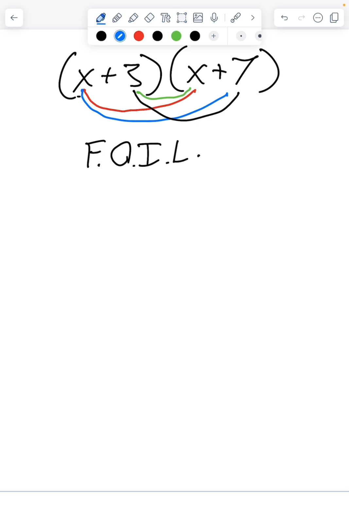Let's start with our first. So with the red here, I have x here times x here. So x times x. And what's that going to give me? X times x is going to end up being x squared. Okay. Now let's do the outer term. Outer term, again, being x times my 7, and that would be plus 7x. Okay, then my inner term.